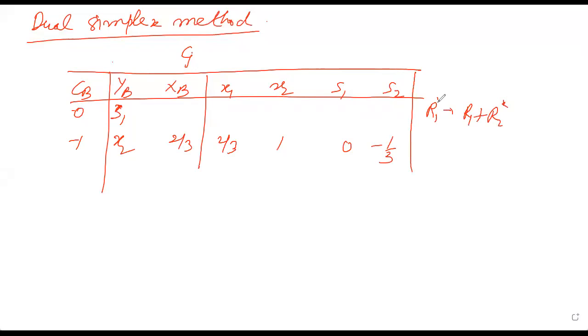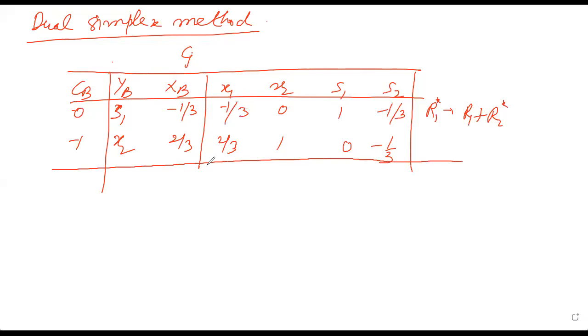Agar isko new wali row ko R1 star karte, so this I will write this. R1 means the first row of the previous iteration table, first simplex table. So you got, this is your R2 star. Minus 1 by 3, minus 1 by 3, 0, 1 minus 1 by 3. Yahan tak apne previous lecture mein kara.